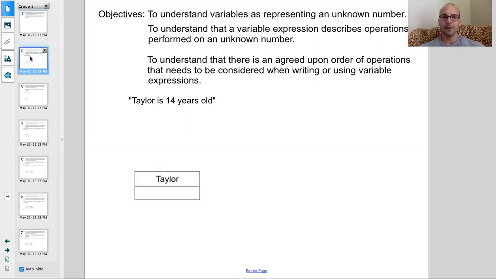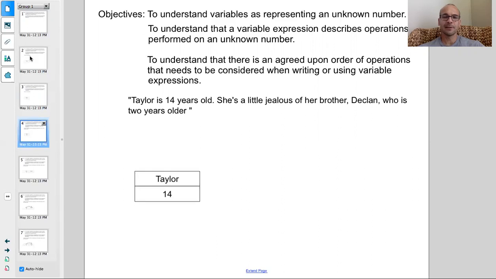So we're going to start off with a real simple idea. We're going to introduce you to someone named Taylor, and Taylor's 14 years old. If we knew Taylor was 14 years old, that's not an unknown. So we're in the world of arithmetic at this point. We don't need variables. Taylor's 14, fine. Okay, let's hear more about her story. She's a little jealous of her brother, Declan, because Declan's 2 years older, and maybe has some more freedoms and stuff like that. So again, not much of an unknown there.